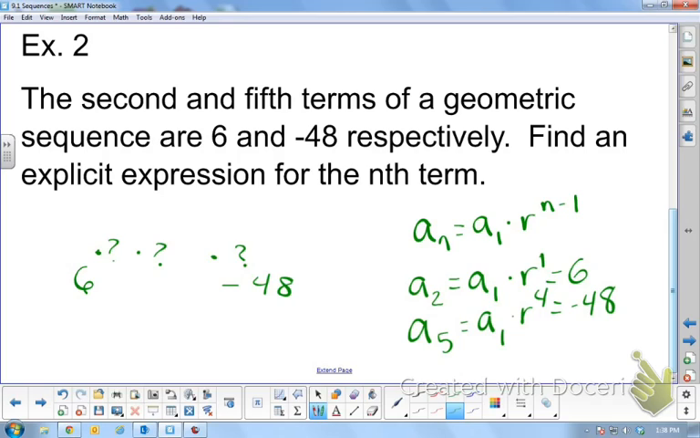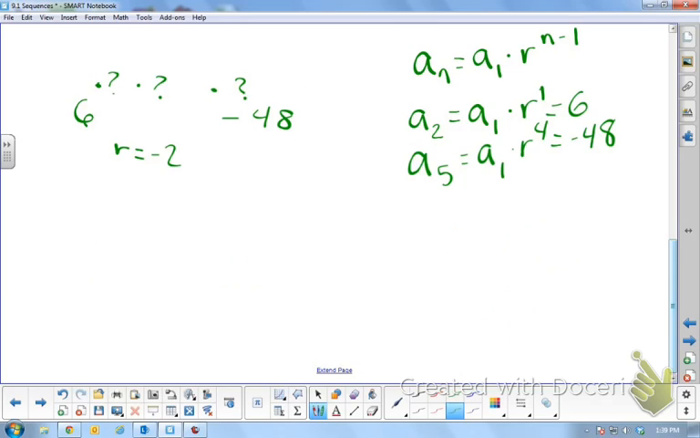So I'm kind of showing two options. Yes, we can find the common ratio here. And finding the common ratio, we figured out just using logic the common ratio was negative 2. How could I get back to a sub 1 if this is the second term? 6 is the second term. Divide. So what would the first term be? Negative 3.